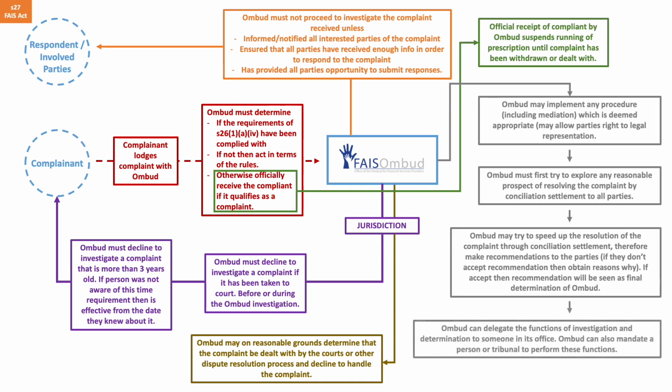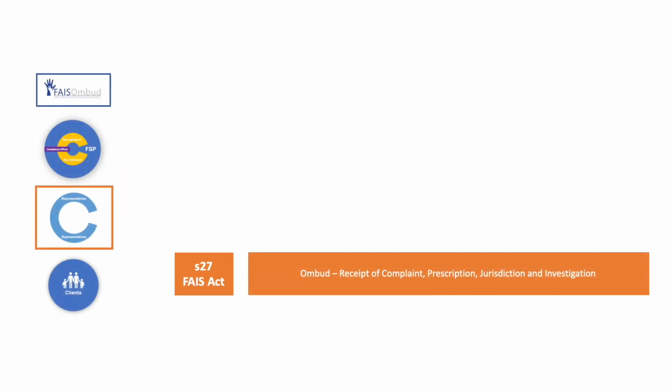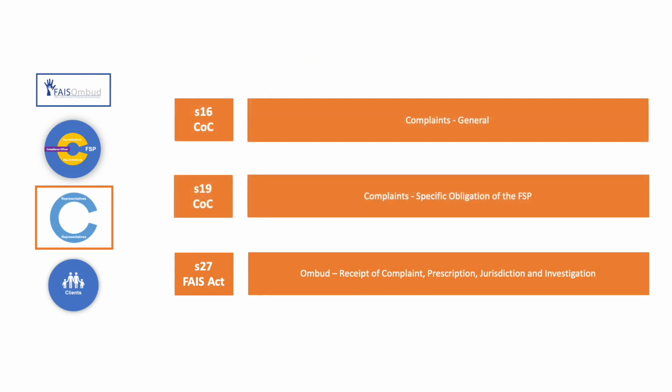The Ombud can delegate the functions of the investigation and determination to someone in its office. The Ombud can also mandate a person or tribunal to perform these functions. We looked at the procedures and processes that are in place and have to be followed when a client wants to lay or lodge a complaint against a representative of an FSP. We will now take a look at some questions to test your knowledge.